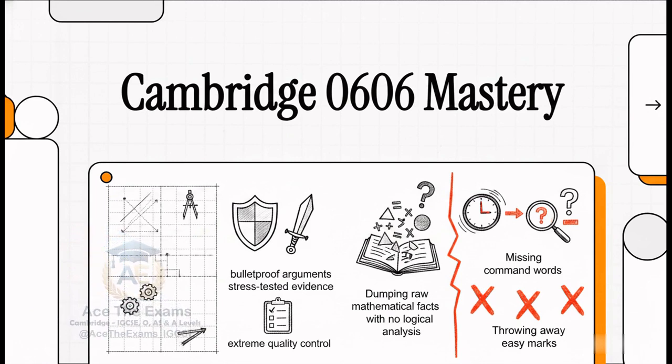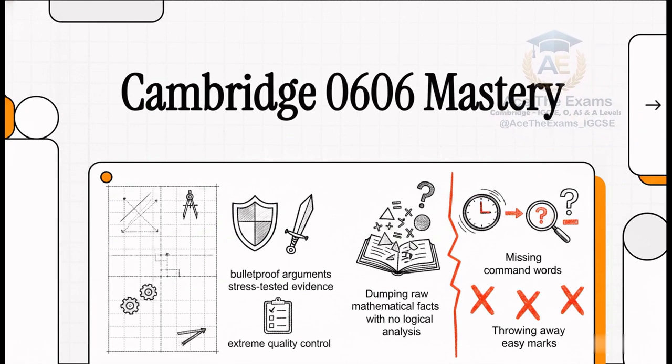And honestly, whether you're studying for syllabus code 0580, 0606, 4204, 4037, or 4040, the core challenge is exactly the same. You see, I want you to imagine a dynamic split screen in your mind right now. On one side, we have a student named Alex. Now, Alex works hard, but Alex overloads their exam paper with raw mathematical facts, just literally dumping every formula they can possibly remember onto the page with absolutely no logical analysis.